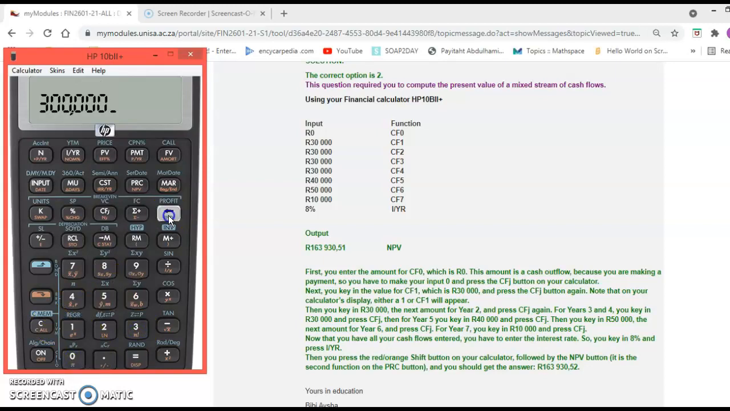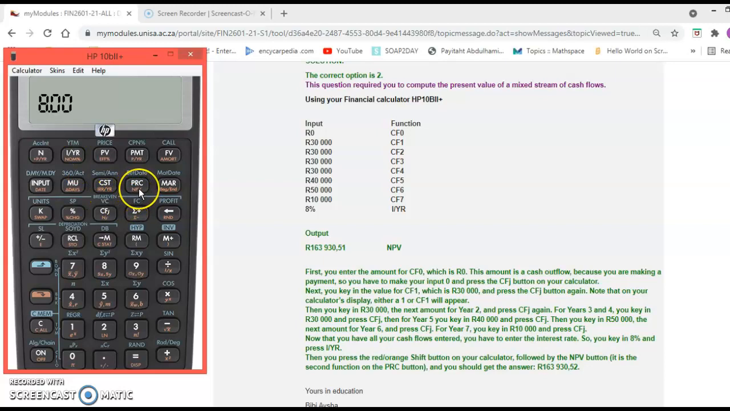Then we put 30,000 again. Let's go back, we're just going to take the 0 out. 30,000 as CF2. Again, 30,000 as CF3. Lastly, 30,000 as CF4. Now my amounts change. So in the 5th year, I'm going to put 40,000 as CF5. Then I'm going to put 50,000 as CF6. And lastly, 10,000 as CF7. I'm now going to put in 8% as I, and then I want to calculate the net present value.